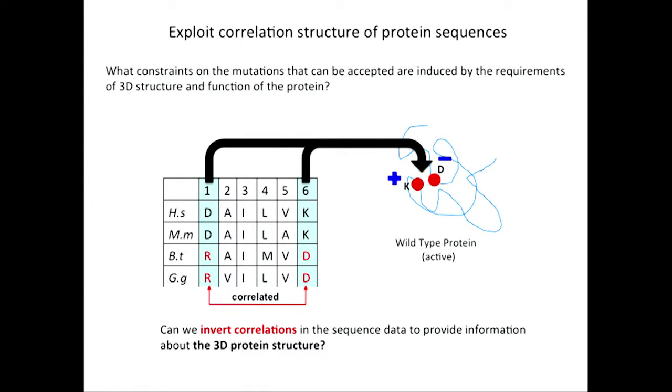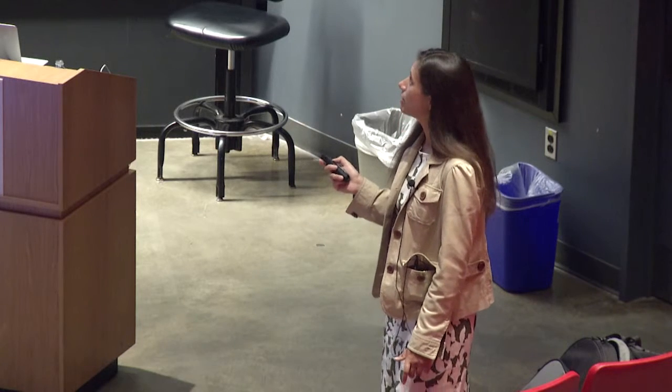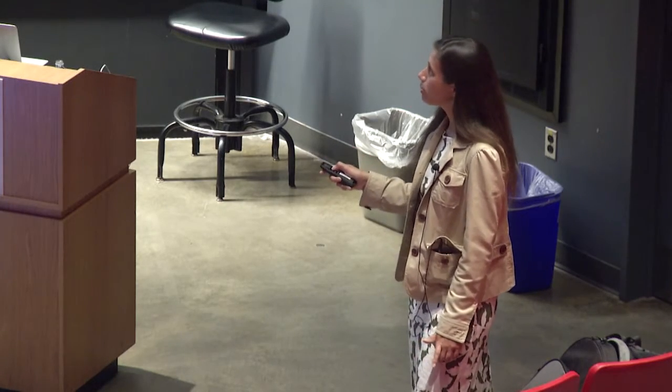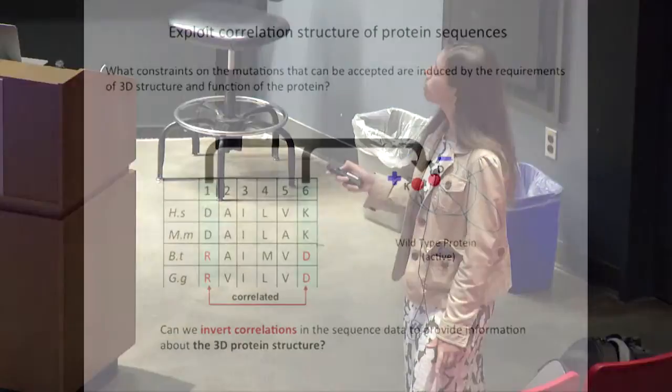Essentially the problem is that these sequences are very easy and cheap to obtain, but actually finding the 3D structure of a protein, while possible experimentally and somewhat routine, is still quite expensive and difficult to do. So if we could predict the structure from sequence, we'd be in much better shape.